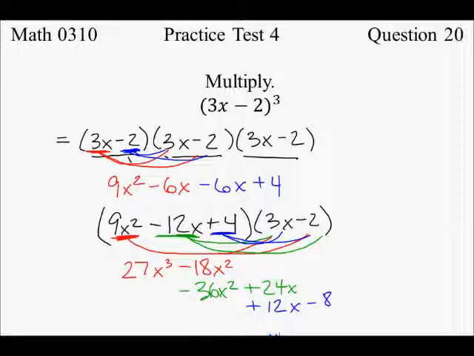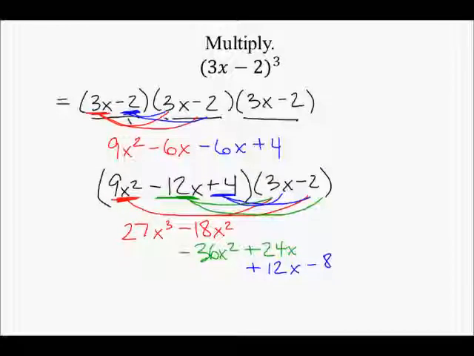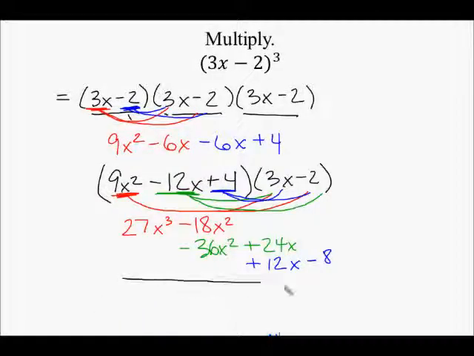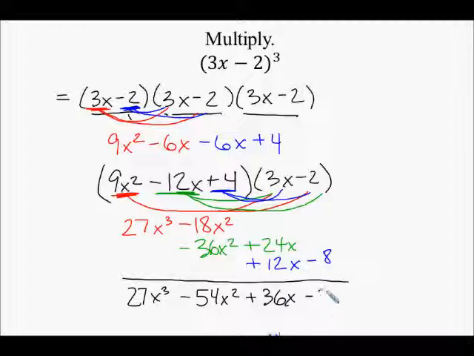If we do that, scroll down a little bit so we have some room. This is the only cube term, so we have 27x cubed. Minus 18 minus 36 gives us a total of minus 54, and those are our x squared terms. Plus 24 and plus 12 is the same as plus 36, that's our x term. And minus 8 is our only constant. So we have 27x cubed minus 54x squared plus 36x minus 8. Answer choice D.